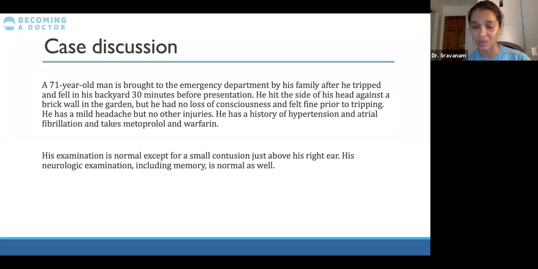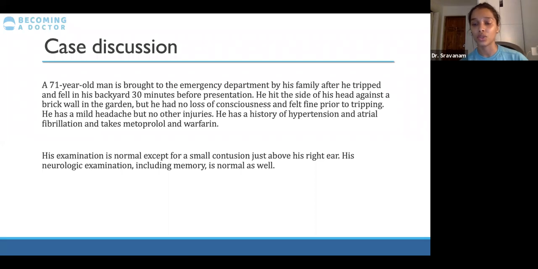Anyone who's hit the head, we're kind of expecting them to have a mild headache. So we're okay with that. The headache is not out of proportion to his injury. He doesn't have any other injuries. That's good. He has a history of hypertension and atrial fibrillation. So whenever someone says atrial fibrillation, you're worried about some blood thinner that the patient is on, and he is on a blood thinner. So you're worried about the anticoagulation. His examination is completely normal, so we're not worried about a focal neurological deficit.